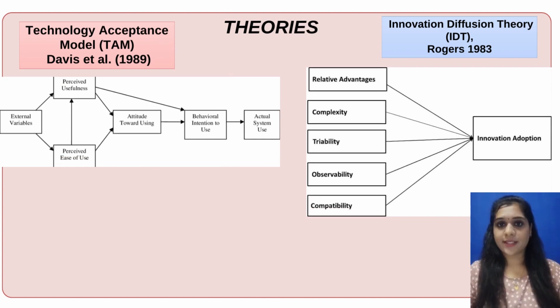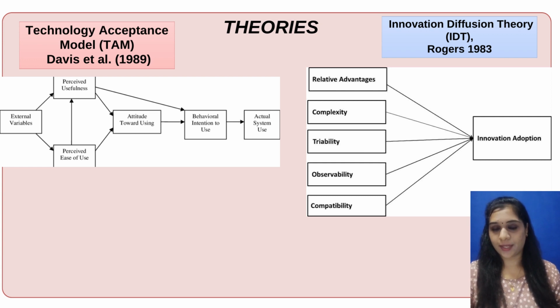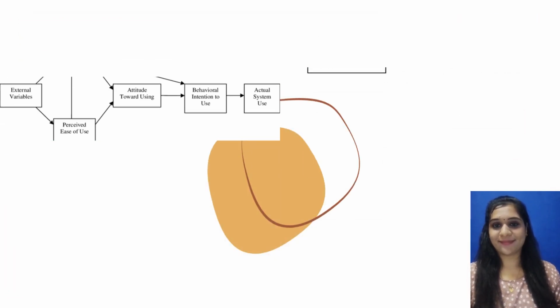Next slide will be the theories. These are the 2 theories that the researcher has focused on in this study. First one is the technology acceptance model, and the second one is innovation diffusion theory. Both these theories have certain constructs in common. Previous research merged these 2 theories to provide a stronger and more acceptable model than the individual models.